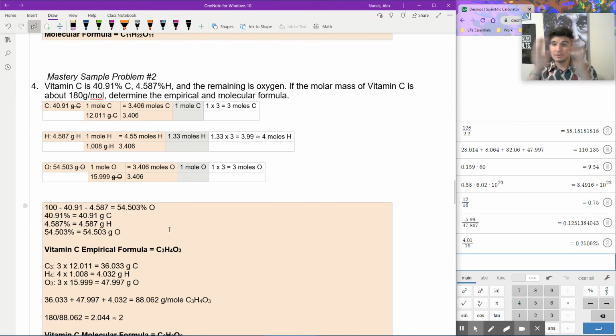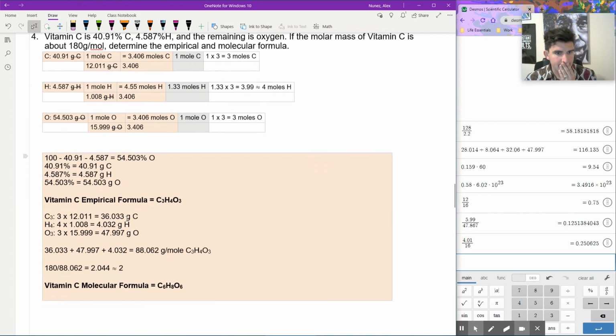Next, we want to turn our percent into grams. The easiest way to do this is to just say, hey, let's pretend I have 100 grams so that I can take my percents and multiply it by 100. So you'll see 40.91% became 40.91 grams. 4.587% became 4.587 grams, and so on.